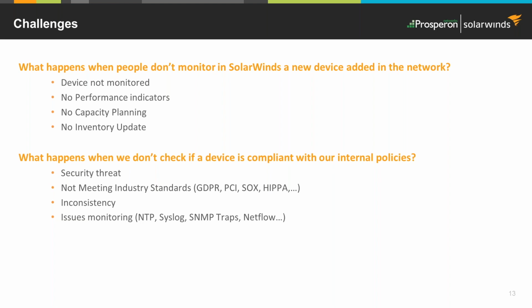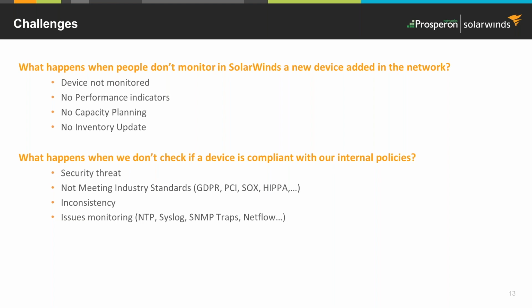What happens when people don't monitor in SolarWinds a new device in our network? And this is a really common issue. We are SolarWinds admins, we want to monitor everything, but we always have some colleagues that don't tell us that they have added a new device. Maybe it's a server, maybe it's a switch, maybe it's a firewall, and potentially, if we don't know anything about that, maybe these devices are not compliant with our policies, we are not monitoring these devices, we are not monitoring these services, so we are completely blind.